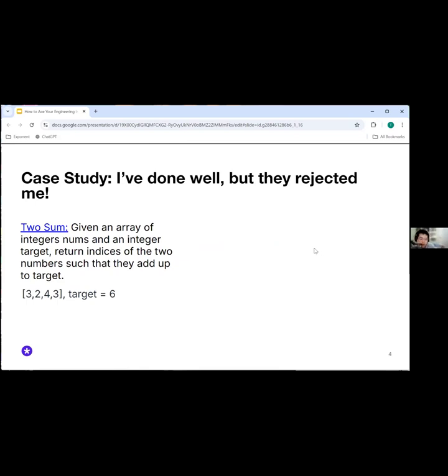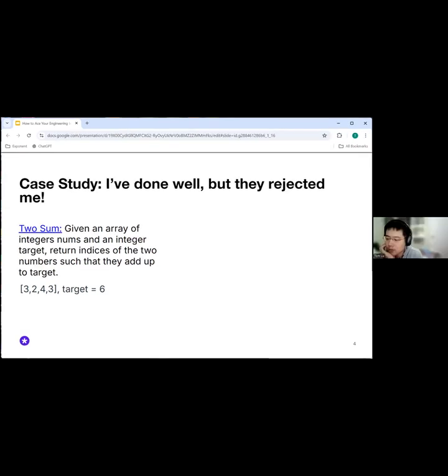Can you type your answers in the meeting chat? What should be the return value in your opinion? I'll wait for 20 seconds for that. Anyone? Just pick two numbers that add up to 6, right? All right, 0, 3, or 1, 2. 0, 3. All right, very good.